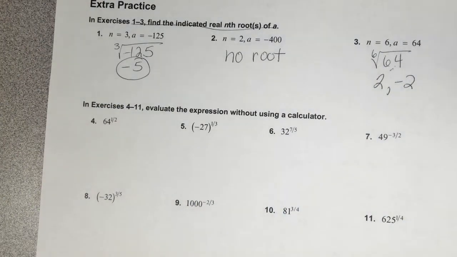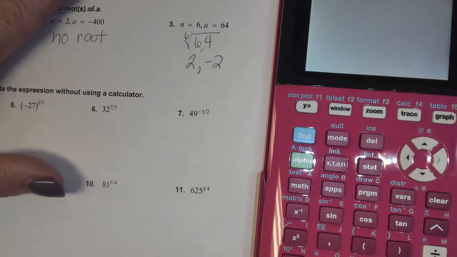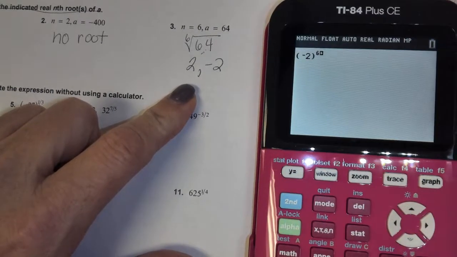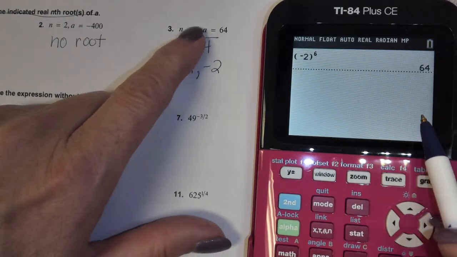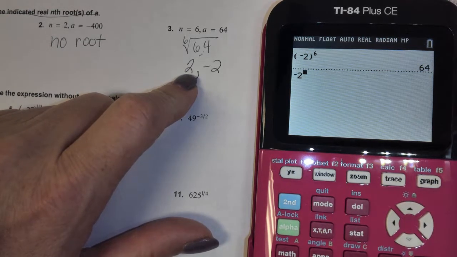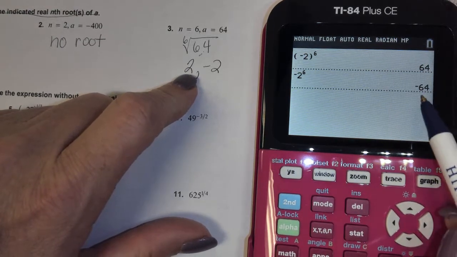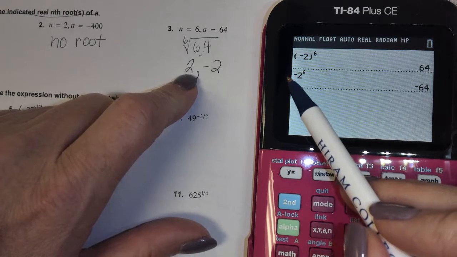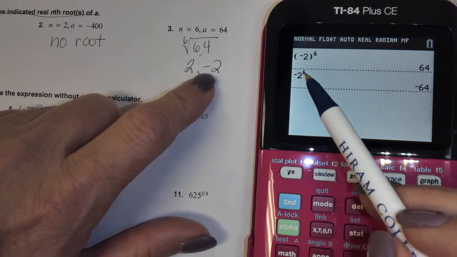If you want to check that on your calculator, watch this. If I do negative 2 raised to the 6th, see how that gives me 64? So that works. A lot of times people put it in this way. Well, that's not going to give you the right answer. This is doing 2 to the 6th and then putting a negative in front of it. That is not how you check that answer.